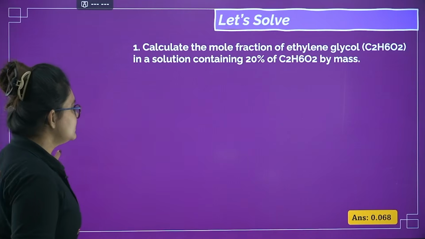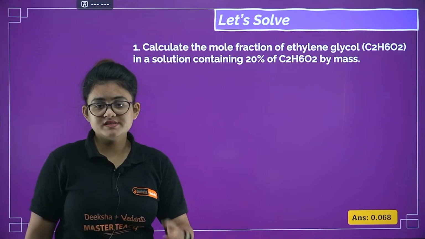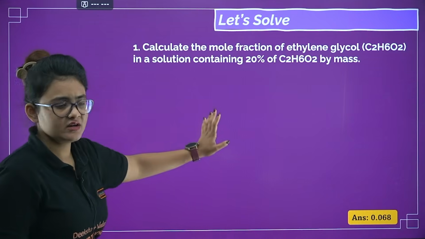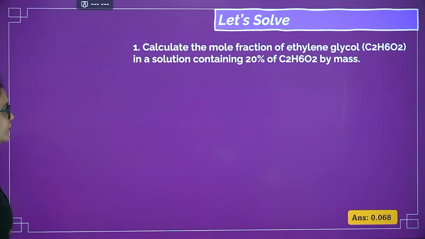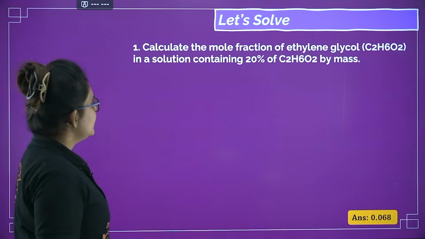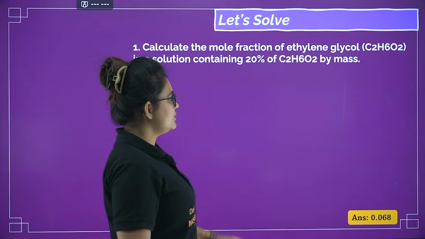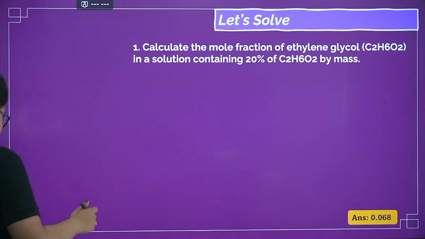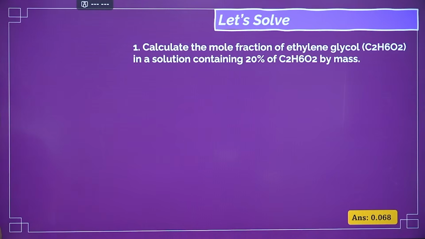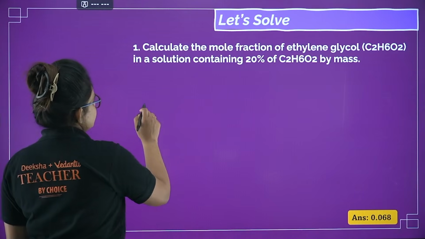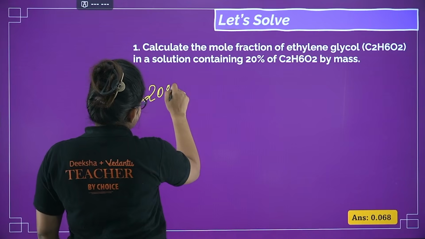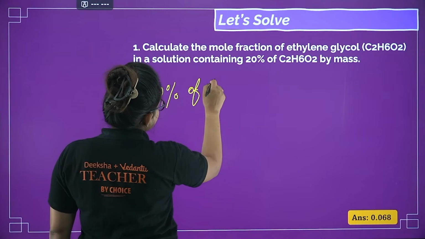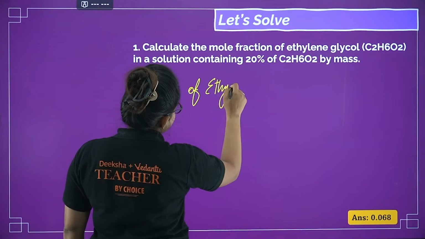Let's proceed further. Here you can see one problem comes. Let's target it. The answer is also given, let's just give it a try. Calculate the mole fraction of ethylene glycol in a solution containing 20% of ethylene glycol by mass. Let's do it. So here they are saying 20% by mass, 20% of ethylene glycol.